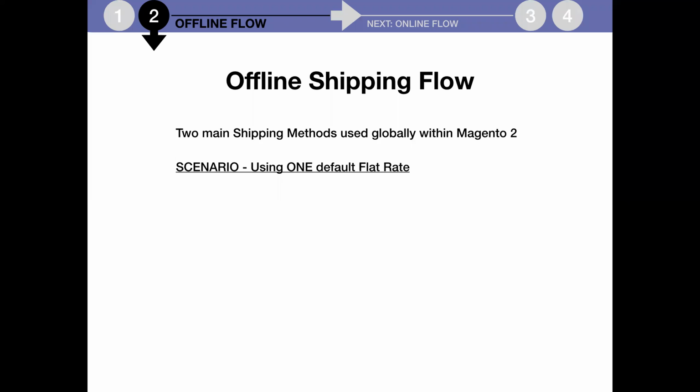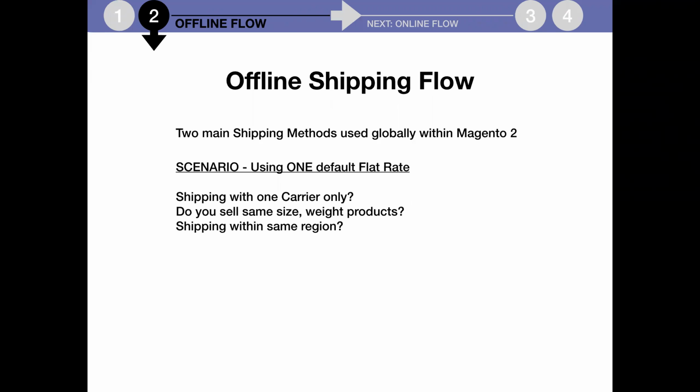So I will ask you a couple of questions in order to help you determine if flat rate or table rate are viable options for you. Are you shipping with one carrier only? Do you sell same size products with the same weight? Do you ship always to the same region? If you answered yes to one of those questions, then maybe flat rate is the option to go for your store.